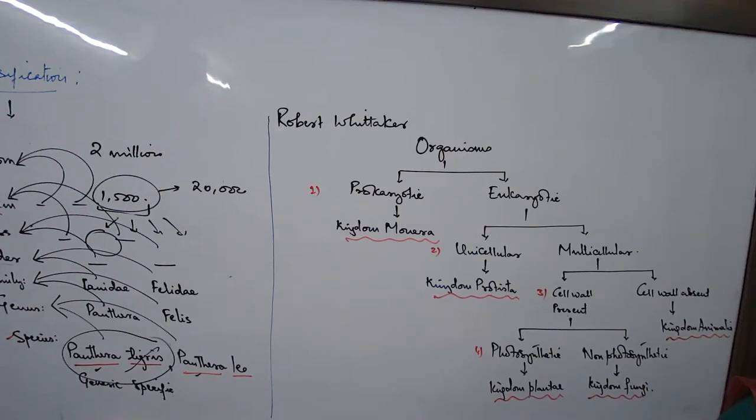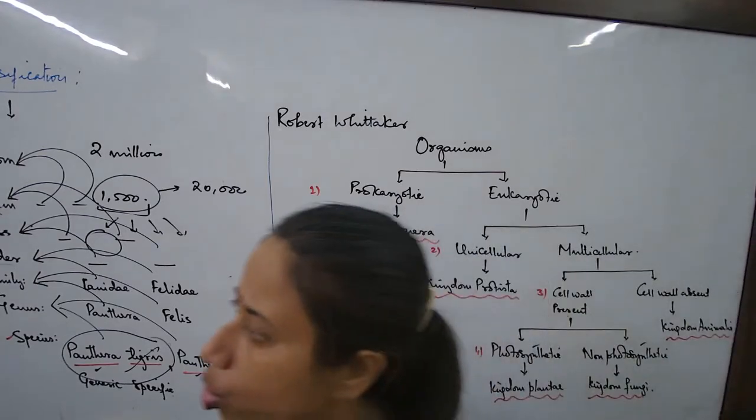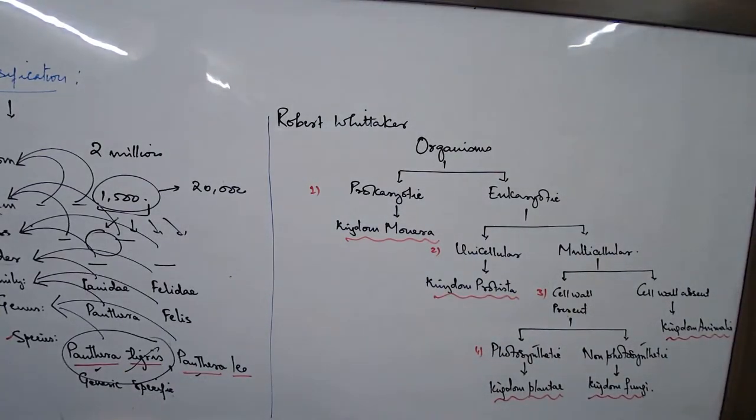Understood? Examples underlined, we'll have to remember with examples. Drawbacks, did you read the drawbacks? What are the major drawbacks of the two kingdom classification? And that's the reason the five kingdom classification has come up. According to the two kingdom classification, sometimes one more question you are asked: what are the subdivisions of the organisms, plantae and animalia?